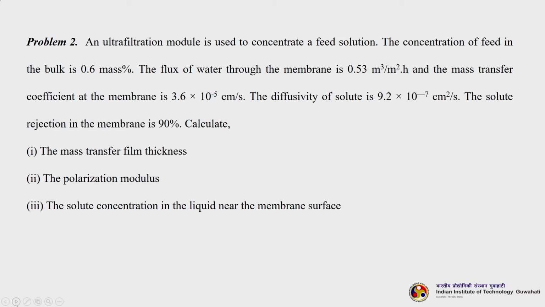the membrane is 3.6 into 10 power of minus 5 centimeter per second. The diffusivity of solute is given to be 9.2 into 10 power of minus 7 centimeter square per second. The solute rejection in the membrane is 90%. You have been asked to calculate the mass transfer film thickness, the small delta, the polarization modulus Cm by Cb, and the solute concentration in the liquid near the membrane surface.